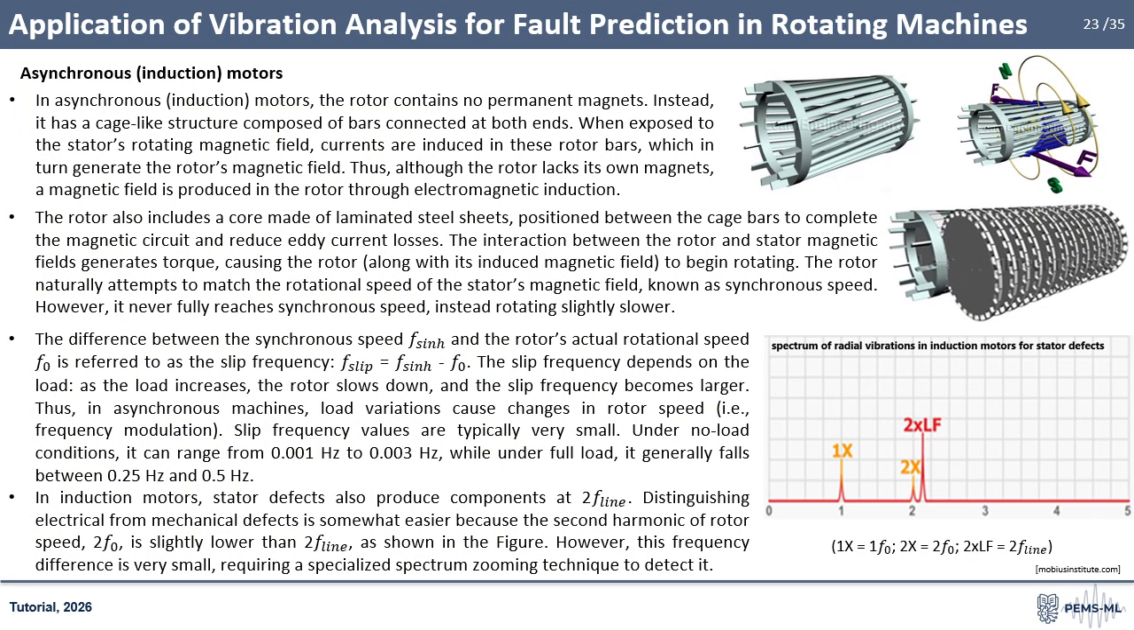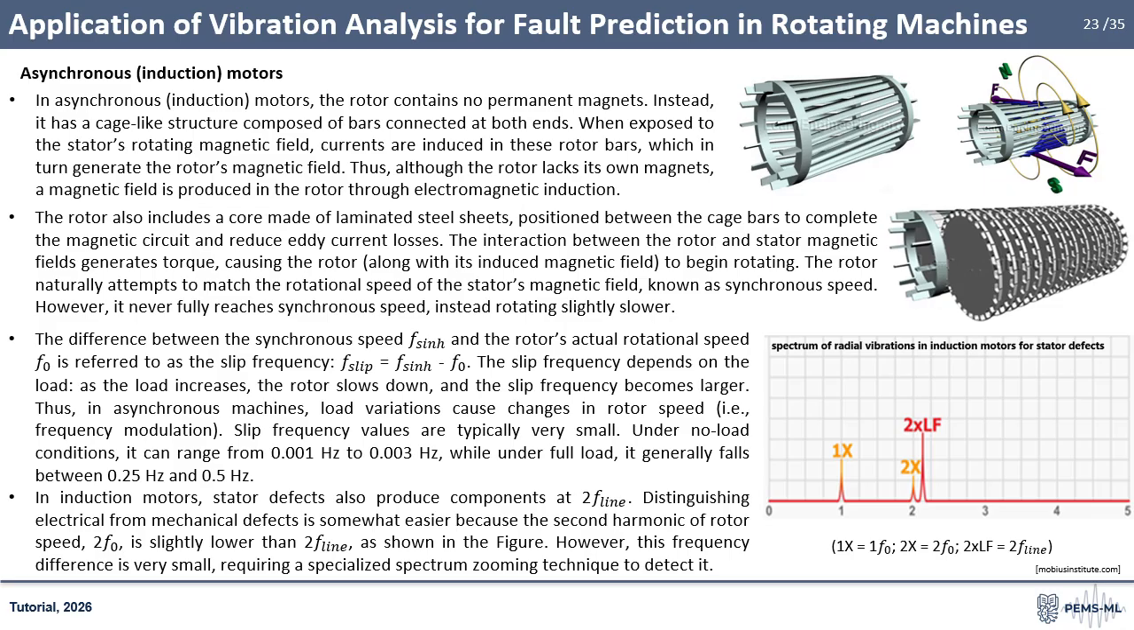In asynchronous, or induction, motors, the rotor has no permanent magnets. Instead, it consists of a cage made of conducting bars connected at both ends. When the stator's rotating magnetic field acts on the rotor, currents are induced in these bars, creating the rotor's magnetic field through electromagnetic induction. The rotor also contains a laminated steel core, which completes the magnetic circuit and reduces eddy current losses. The interaction between the stator and rotor magnetic fields produces torque, causing the rotor to rotate.